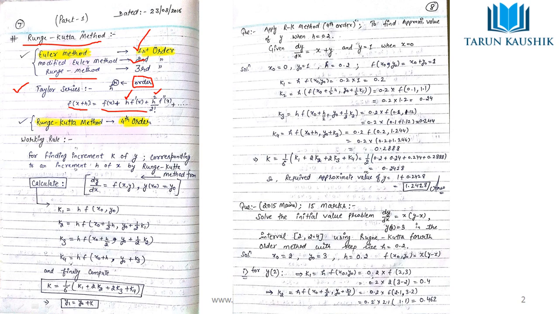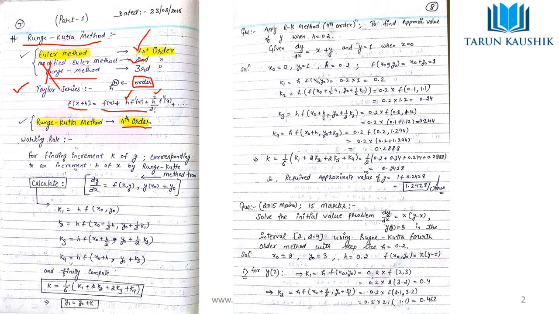The modified Euler method is not in our syllabus. In our syllabus only two methods are there, the Euler method and the Runge Kutta method for the fourth order. So we will see how to solve these questions irrespective of the theoretical portion, which type of question can be asked and how to solve these problems.